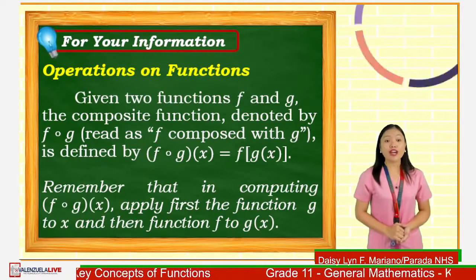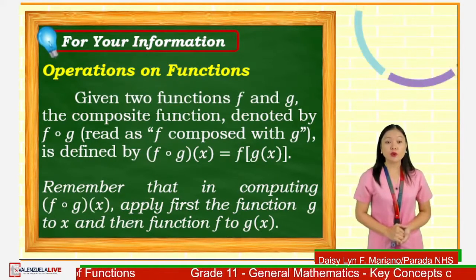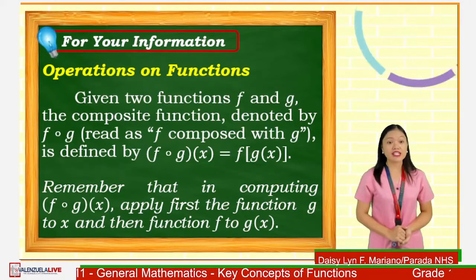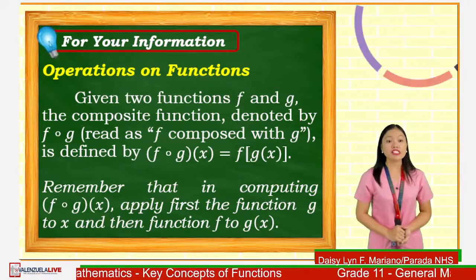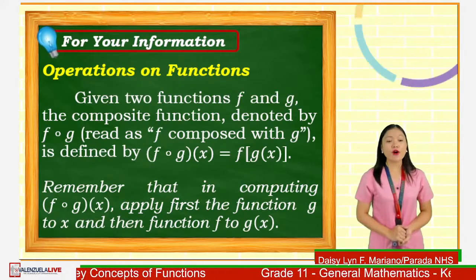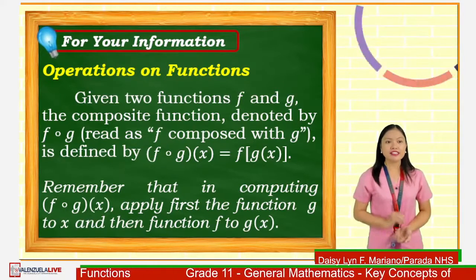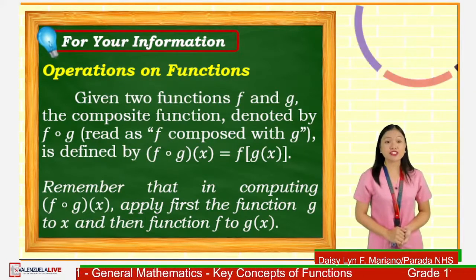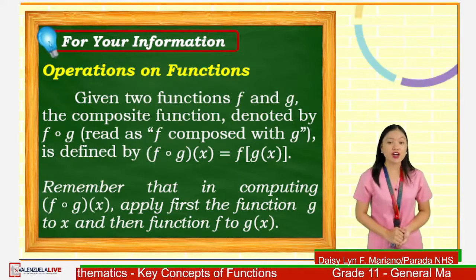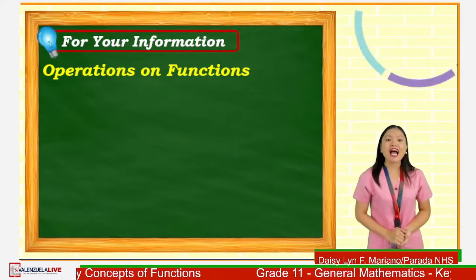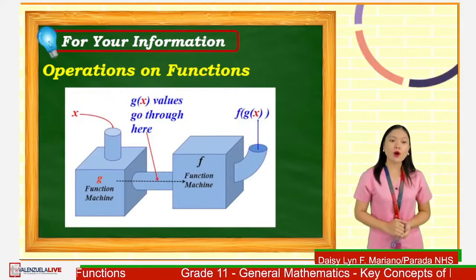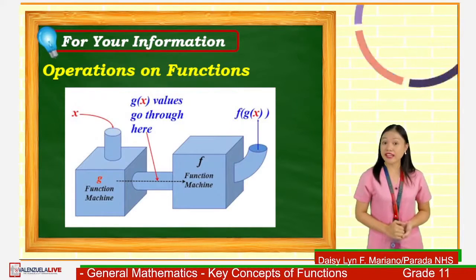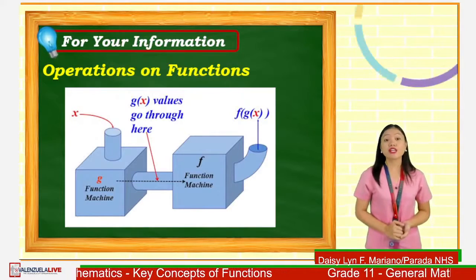Given two functions f and g, the composite function denoted by the symbol, which is read as f composed with g, is defined by f composed with g of x is equal to f of g of x. Remember that in computing f composed with g of x, apply first the function g to x and then function f to g of x. The given illustration demonstrates how composition of function is performed. We take the values of x and g. Then, the resulting values are substituted to f.